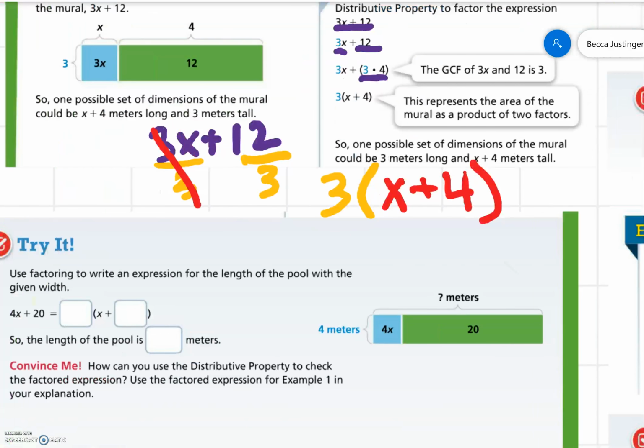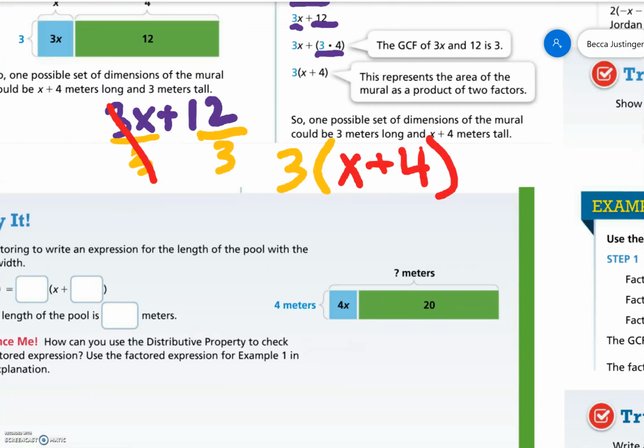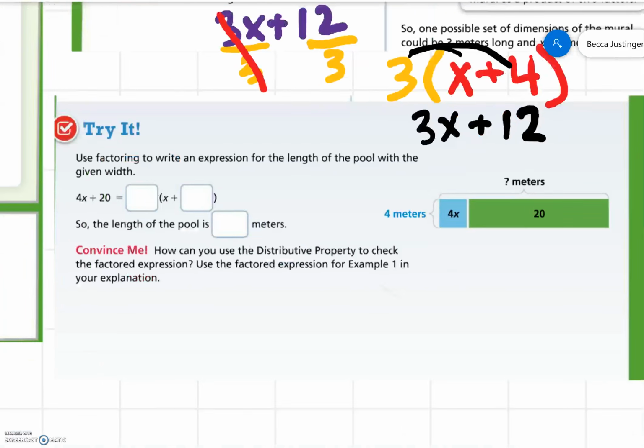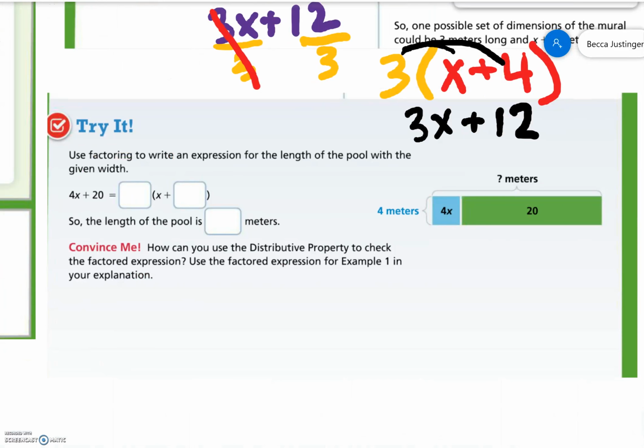If we wanted to check our work, all we would have to do is distribute. Remember that from last lesson. Distribute means to multiply. 3 times x equals 3x. 3 times 4 equals 12, and we're back to our original expression. Use factoring to write an expression for length of the pool with a given width. So we have 4x plus 20.